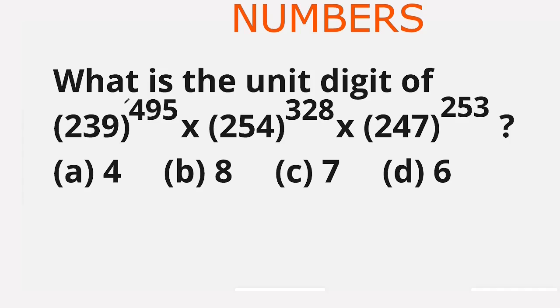Our question is, what is the unit digit of 239 to the power 495 multiplied by 254 to the power 328 multiplied by 247 to the power 253? The given options are option A 4, option B 8, option C 7, option D 6.